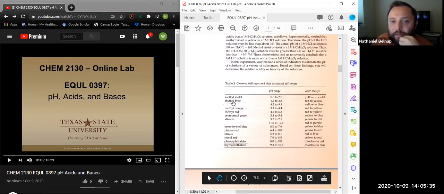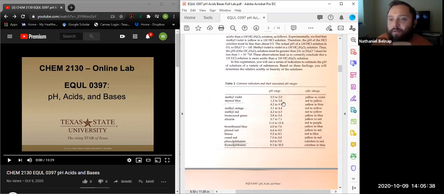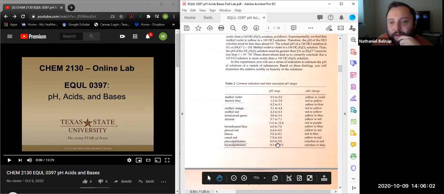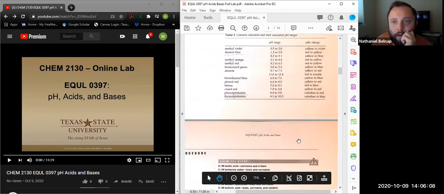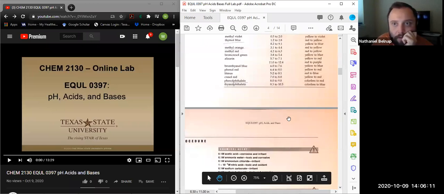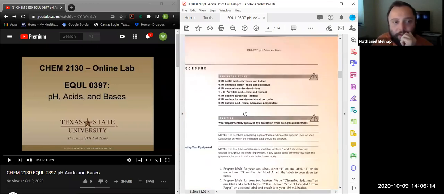And for the thymol blue, it actually has 2 different sets of what are called ranges. 1.2 to 2.8, where it turns from red to yellow. So as it goes from high to low, it turns from red to yellow. And 8.2 to 9.1, it turns yellow to blue. Methyl orange and phenolphthalein only have one range. We're going to need to know these for our indicator tests. So let's go ahead and get started on the video.